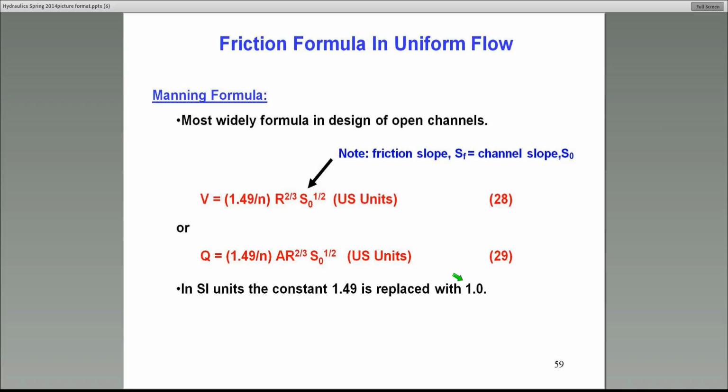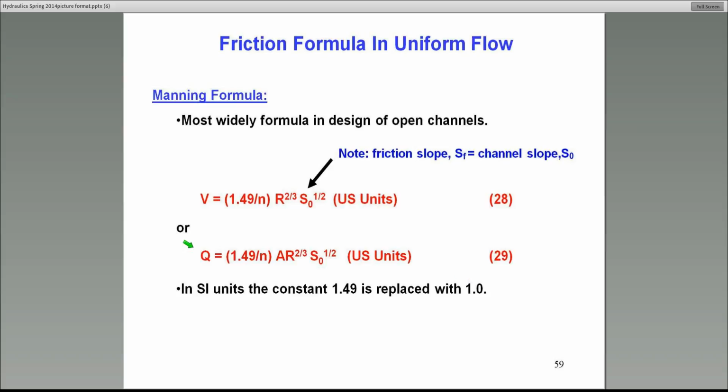Okay, so here's the Manning's formula. Again, keep in mind for US units, it's 1.49 here. And of course, for SI units, you have to make sure you substitute 1.0 for that. It's good to review this because Manning's formula you will see not necessarily in open channel systems, but also in pipe systems. You will see this particular formula, and I hope you're familiar with it. The Manning's roughness coefficient n, I'll show you on the next slide what those values might look like. But make sure you use this with consistent units.